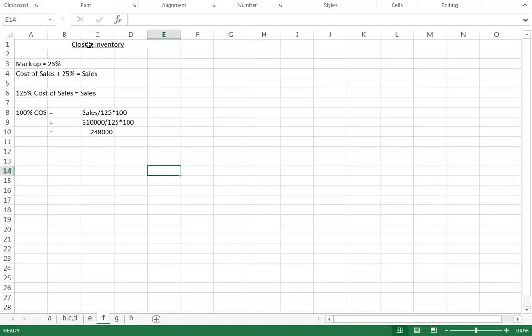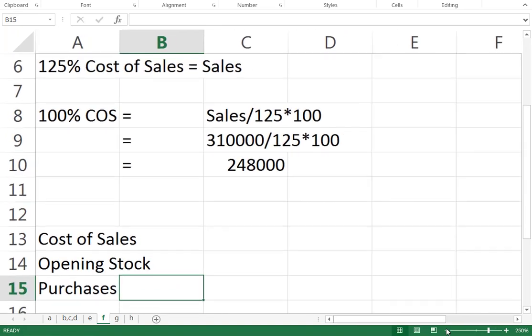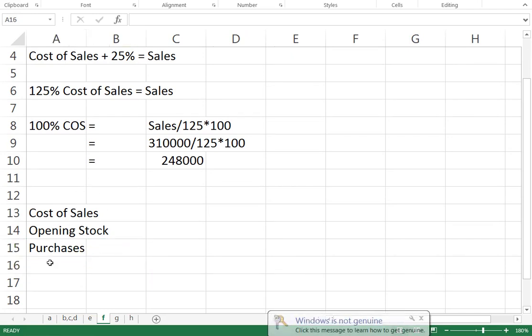So why is that relevant? Because we're trying to find our closing inventory. So therefore, do you remember we said that cost of sales is equal to opening stock plus purchases less closing stock. And this is what we are looking for.